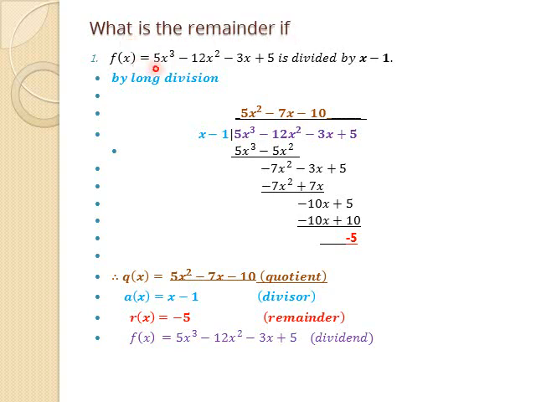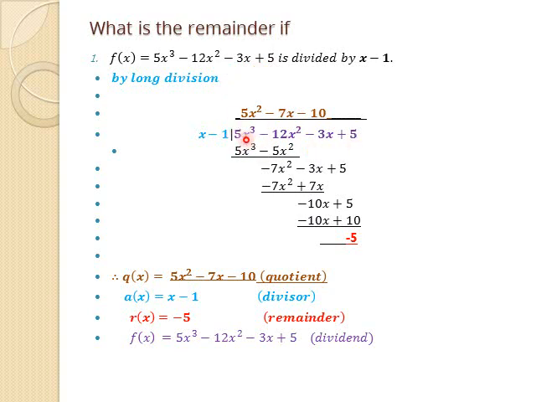If f of x equals 5x cubed minus 12x squared minus 3x plus 5 is divided by x minus 1. So using long division, I'm just explaining it, but it's something I won't use. There are shorter ways. Right, x minus 1, there's 5x cubed minus 12x squared minus 3x plus 5.